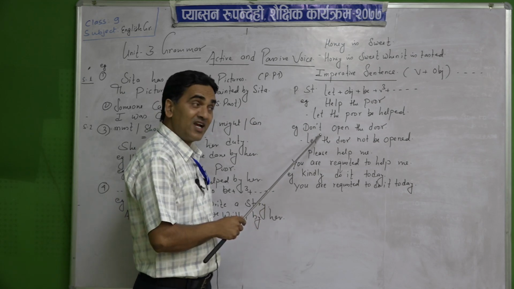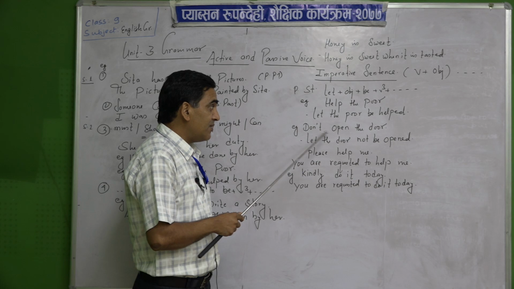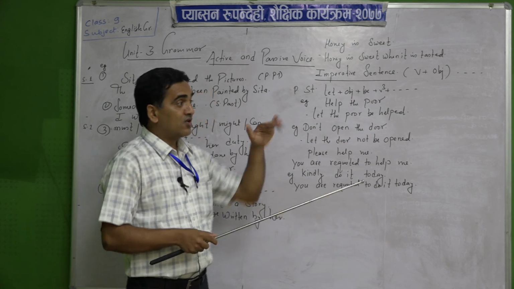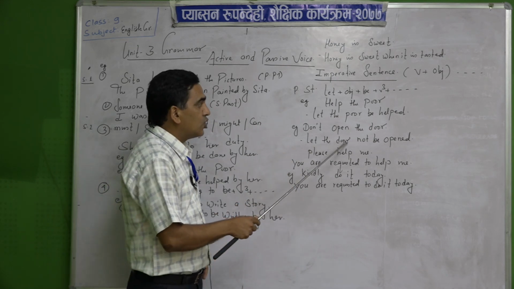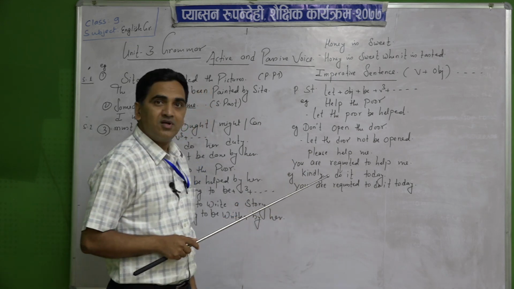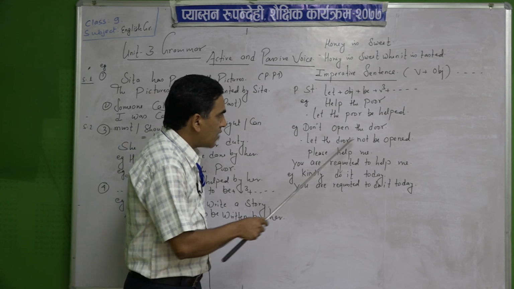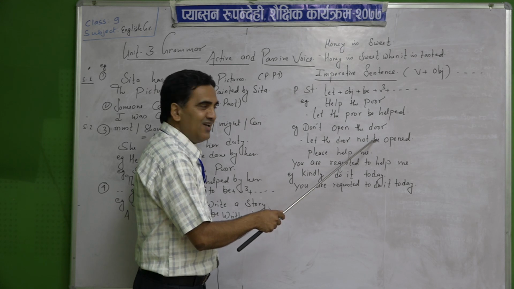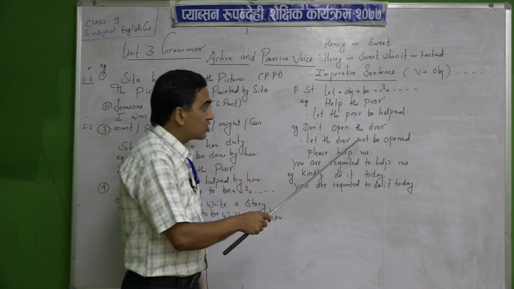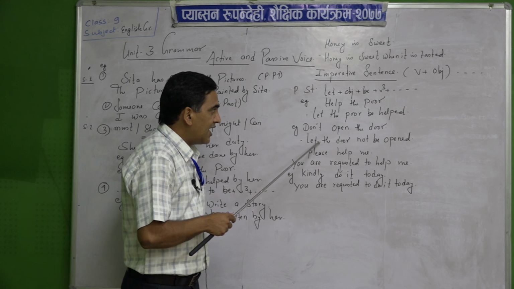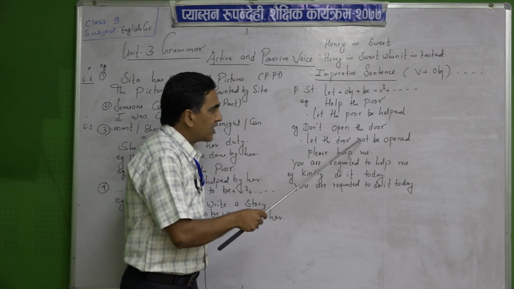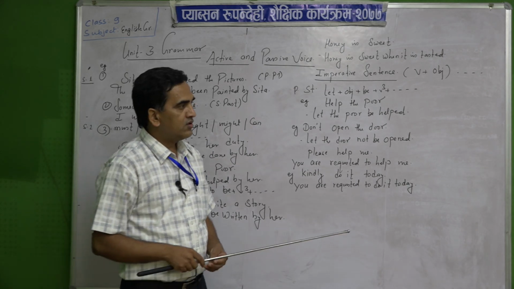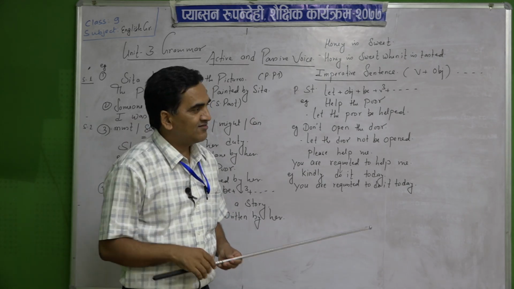Now my dear students, it is a negative sentence, so when active is negative, passive should be negative. Yes, when active is negative, passive is also negative. Just like let the door not be opened, we have to put "not" after the object, not after the auxiliary verb. Let the door, which is the object, not be opened.